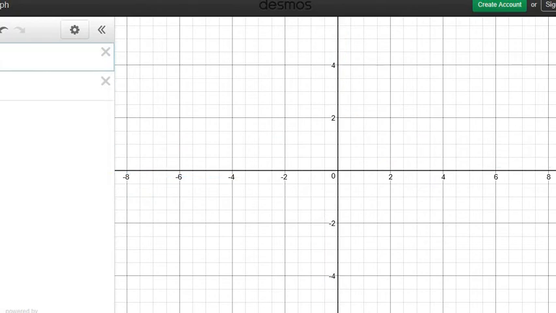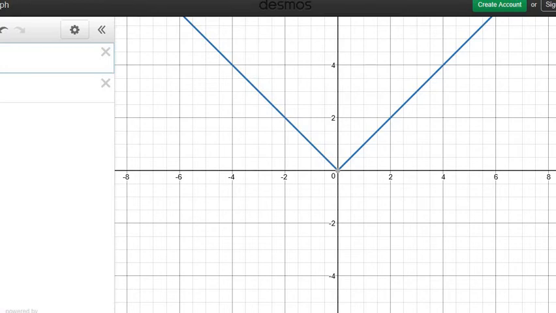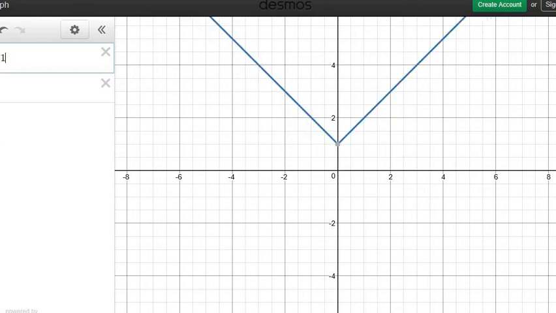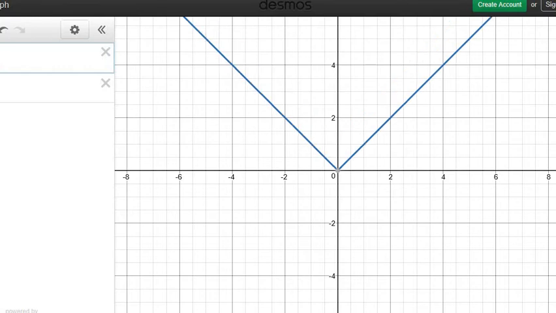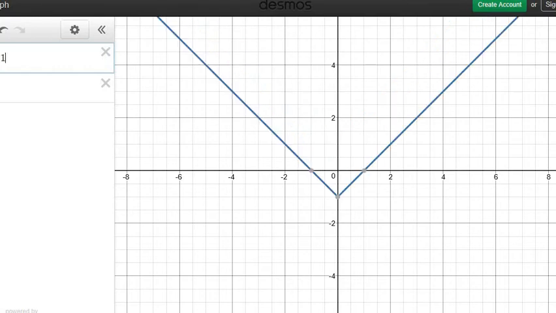We can even graph things like absolute value. Remember doing absolute value equations? Here's y is equal to the absolute value of x. Look at that. Y is equal to the absolute value of x, it's got no negative values. Now we wanted to shift it up 1 unit. See, we shifted it up. Or we want to shift it down 1 unit.